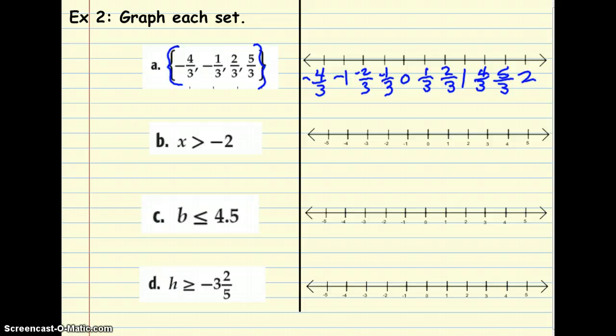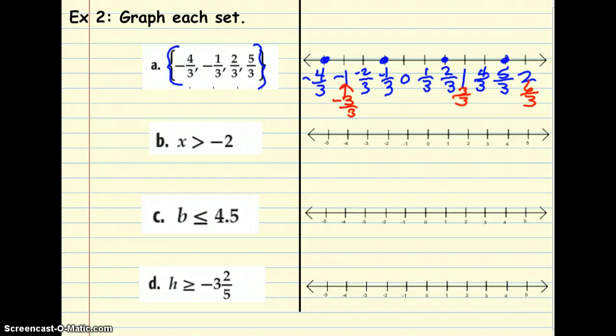So our first number is -4/3. I'm just going to put a dot right there on -4/3. And then I've got -1/3, and I've got 2/3 and 5/3. Now, one thing I want to point out that I didn't mention as I was doing this is that -1 is the same as -3/3, and then 1 is the same as 3/3, obviously, and then 6/3. So that's where those whole numbers came from with those fractions. So when you're given a data set, just put those points right on the list.